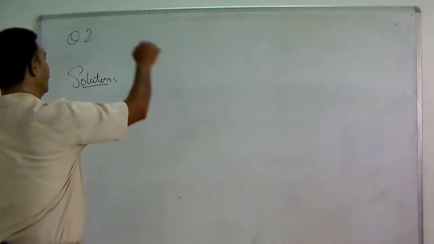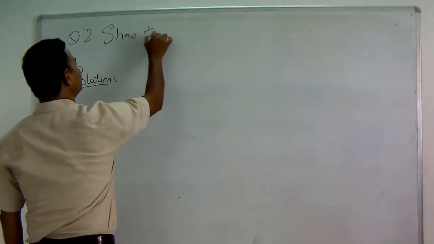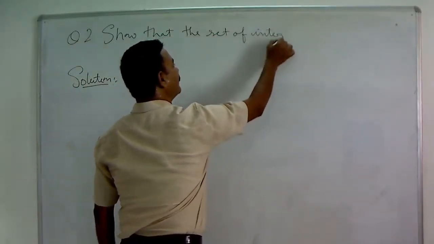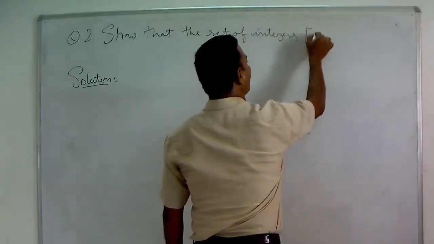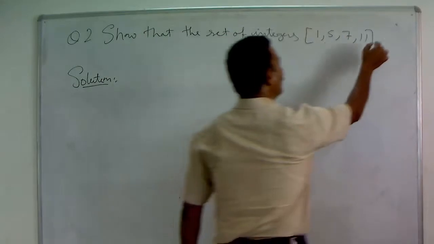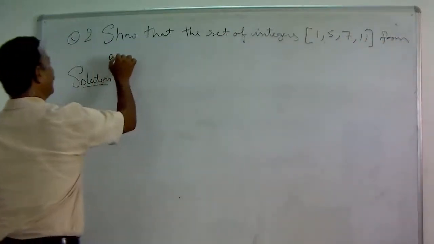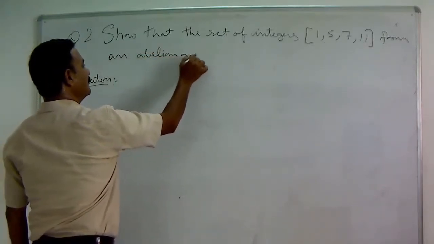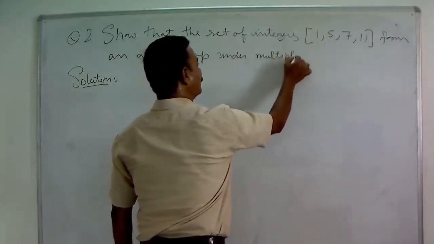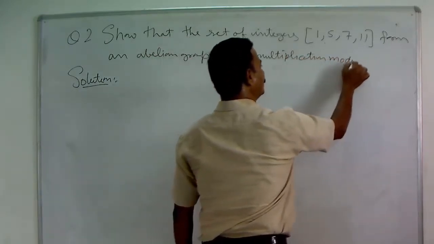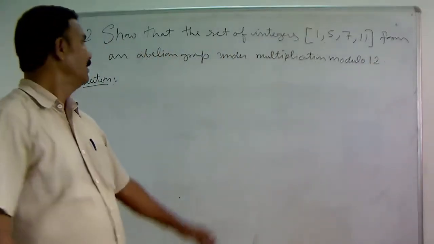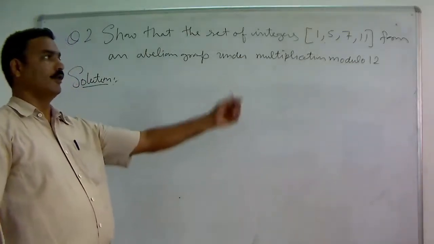I'll go to the next problem, that is show that the set of integers 1, 5, 7 and 11. These are the four integers. Form an abelian group under multiplication modulo 12. So that the set of integer 1, 5, 7 and 11 form an abelian group under multiplication modulo 12.